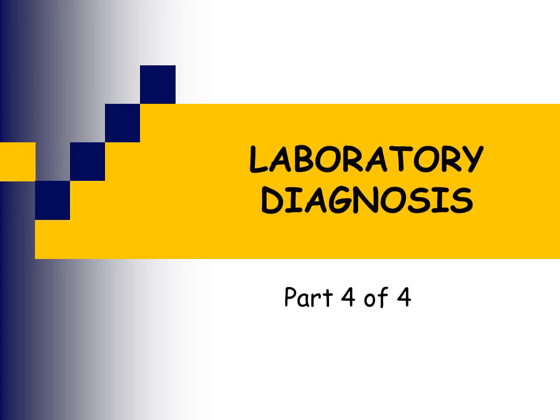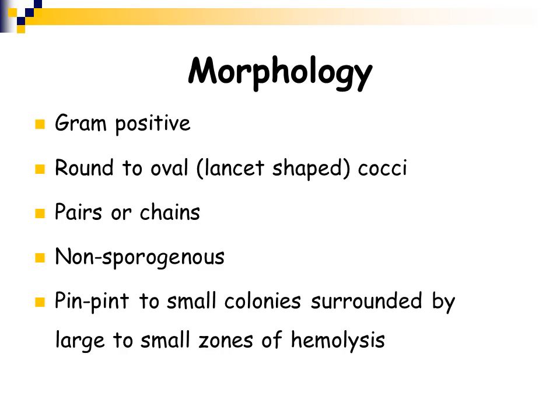This is the final lecture in our Streptococcus lecture, and in this lecture we're going to focus on the laboratory diagnosis. Again, for all of our Streptococcus species, these are gram-positive cocci. For Streptococcus pneumoniae, they tend to be lancet-shaped. They can be in pairs or in chains. For Streptococcus pneumoniae, they tend to always be in pairs, which is why it's called Diplococcus.